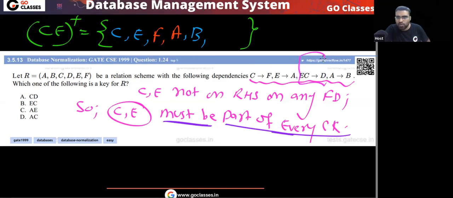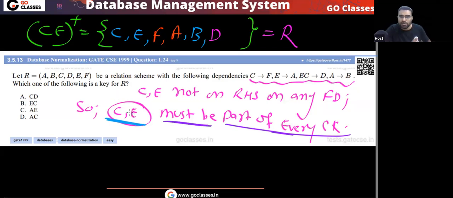Notice this. Look at this. This EC can bring D. So you got the entire relation R. Closure of EC is your entire relation R. So remember, this CE must be part of every candidate key, and this CE itself is enough.